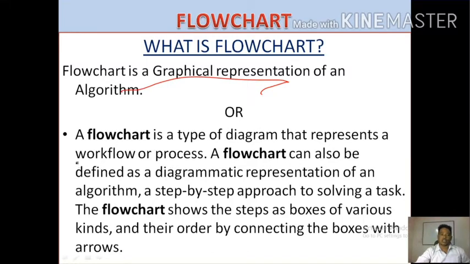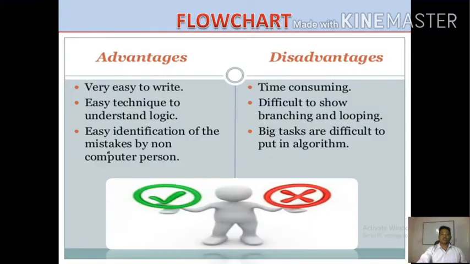And what is a flowchart? The flowchart is a step diagram that represents a workflow or process. A flowchart can also be defined as a diagrammatic representation of an algorithm, a step-by-step approach to solving a task. The flowchart shows the steps as boxes of various kinds, and they are ordered by connecting the boxes with arrows. So these are the simple definitions of flowcharts, and that is all.